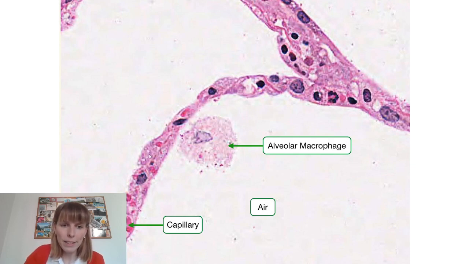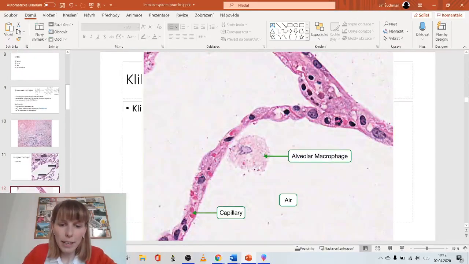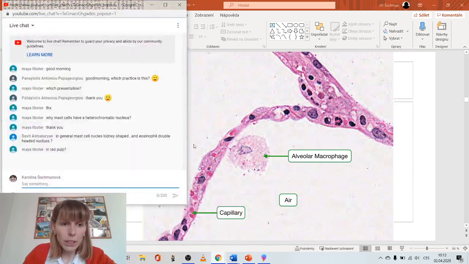I will open the slide in the Histology Guide and we will take a look at the lungs. Inside the alveolus, this is the wall of the alveolus with capillaries inside, and this is the lumen of the alveolus, and inside the lumen some big cell with foamy cytoplasm will be sitting and waiting for the pathogens. So let's take a look.